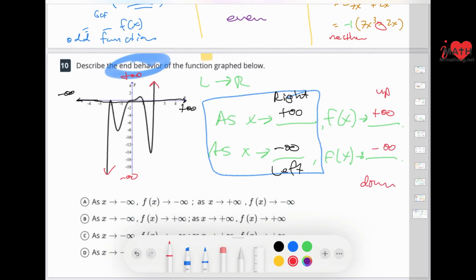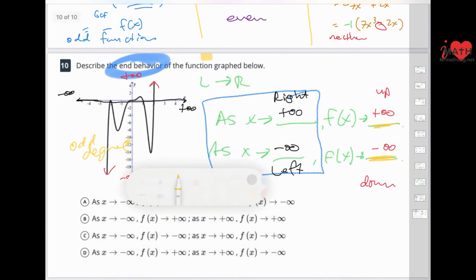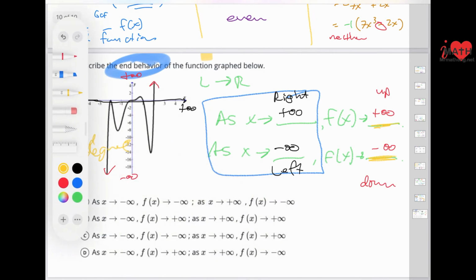Did you notice in red here that these are in opposite directions, which is an odd degree polynomial? Okay? And so if I match it up here, let's see which one that matches it. Positive, positive, negative, negative. That would be choice C. C is my correct answer.